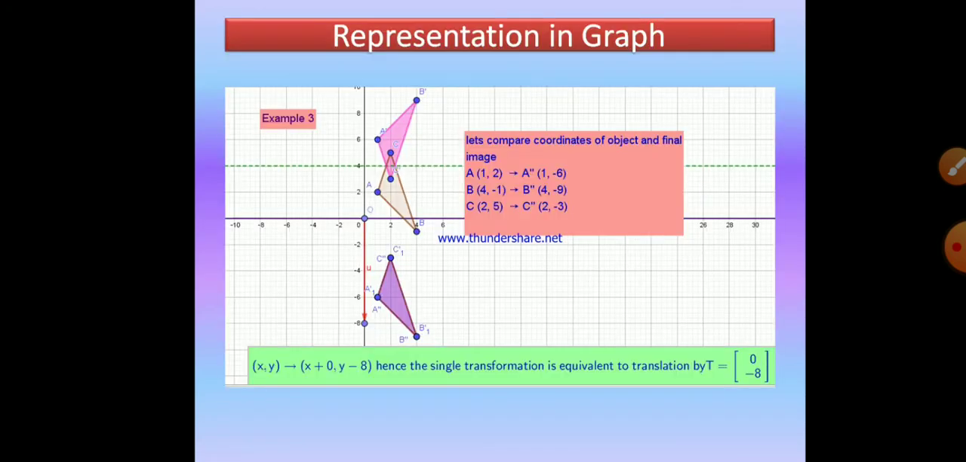Now let's discuss one final question related to combined transformations.